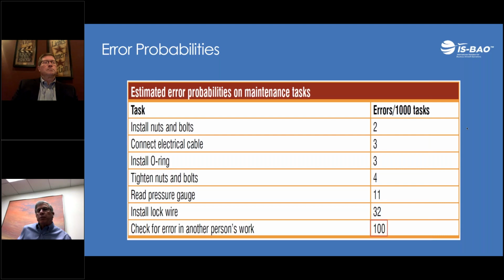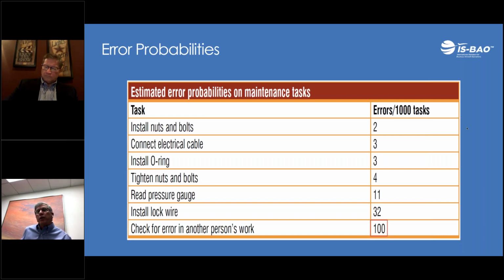But I want you to look at the bottom, and of course the title of this slide is Estimated Error Probabilities on Maintenance Tasks. So 10% of the time, or 100 out of 1,000, we make a mistake when we check for an error in another person's work. Why does that happen? Do we assume that my buddy always did it right? He always put the safety wire on the right way? But it's interesting to note that when we check somebody else's work, we tend to overlook their error and go ahead and sign that inspection or make that stamp.